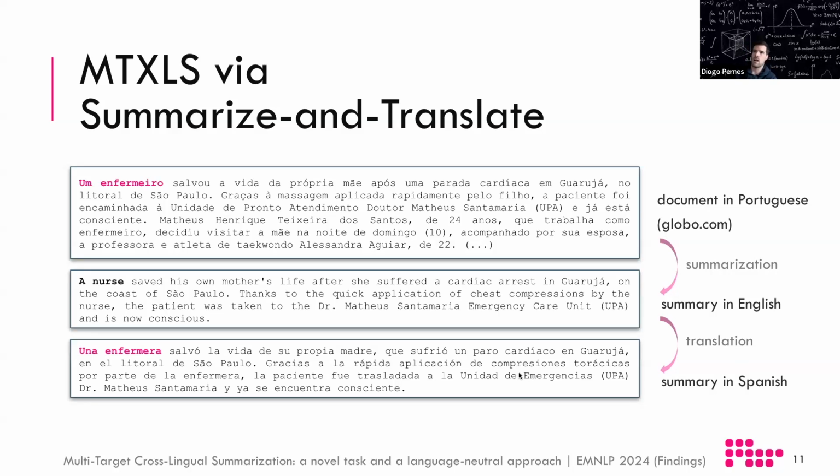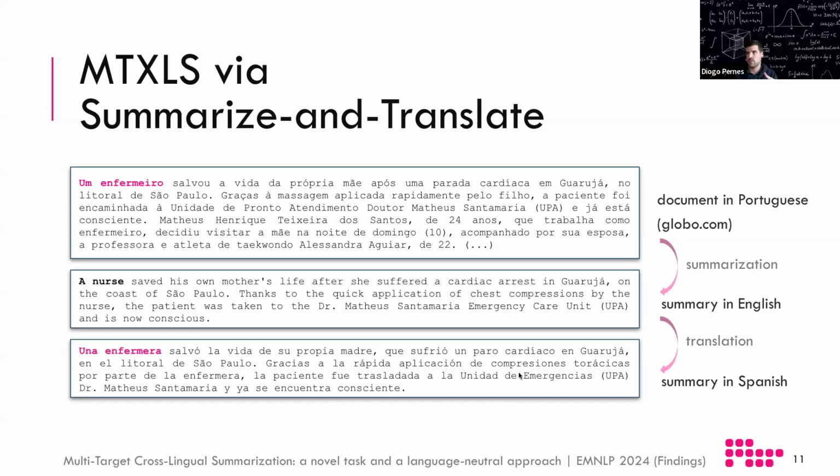And let's see why. So for instance, here we have information about a male nurse. And the gender of the nurse was clear from the text in Portuguese. But as soon as we produce a summary in English, this information is lost because nurse in English is a word that is the same for male or female. And so we don't have any information about the gender of the nurse in the English summary. And so when we translate this summary to Spanish, the machine translation model has to guess the gender of the nurse, and here probably because there are more female nurses than male nurses, the model decided that the nurse would be a female and not a male.